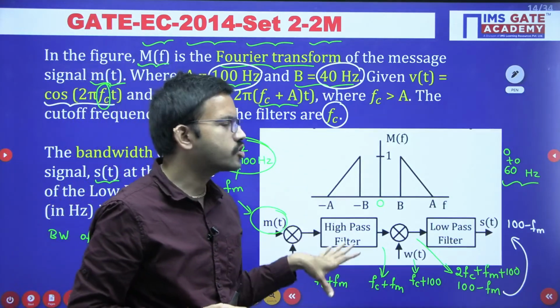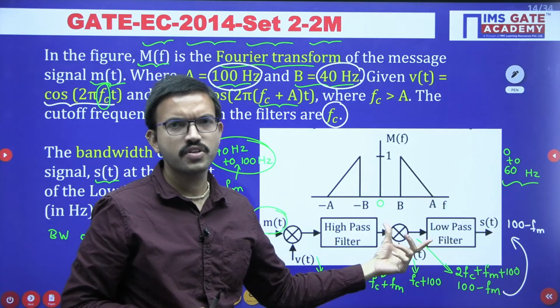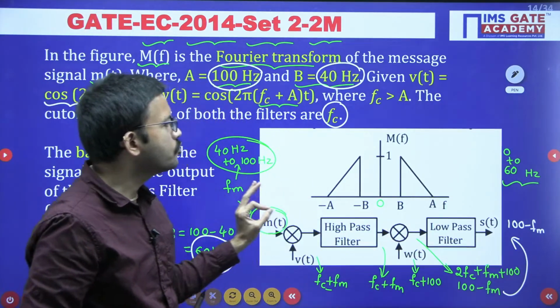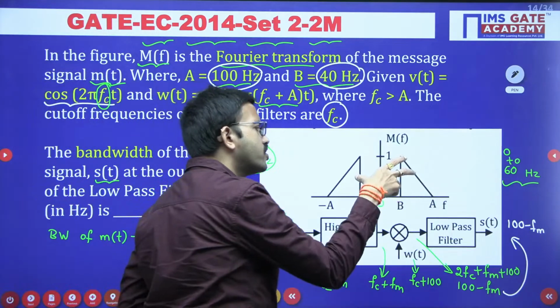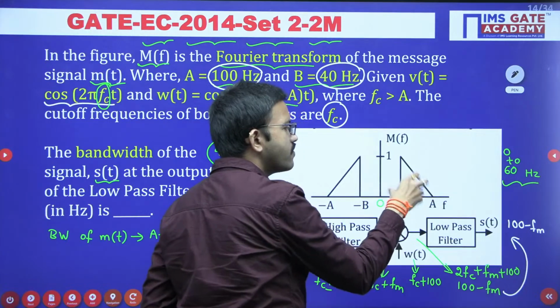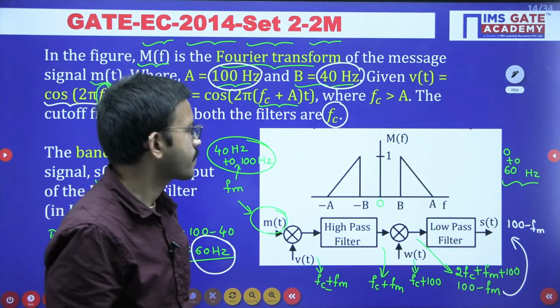For solving this question, once you understand the overall block diagram and the phenomena, you need no pen and paper. Whatever the original modulating signal bandwidth you have, the same bandwidth you are going to get at the final. That's all.